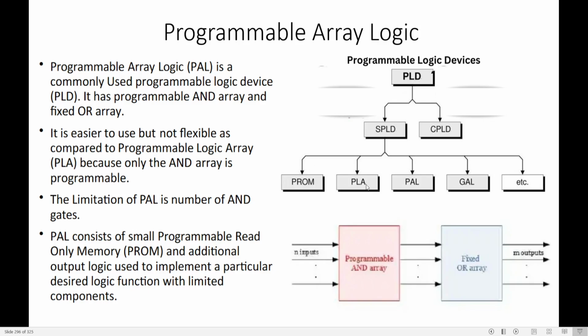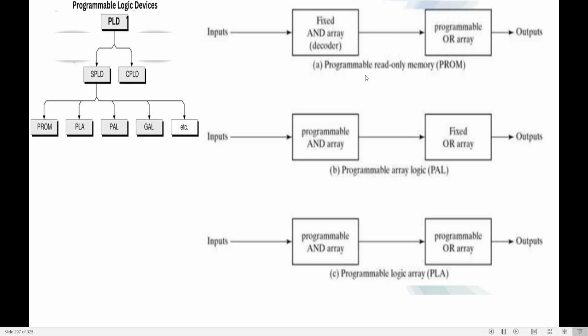Let us understand the difference between the first three, PROM, PLA and PAL. PROM is a circuit where you have fixed AND gates and programmable OR gates. Whereas PAL is a circuit where you have a programmable AND gate and a fixed OR gate. Can you see? It is reversed to PROM. PROM has fixed AND, programmable OR, whereas PAL has programmable AND and fixed OR. PLA is a circuit which has both programmable AND and programmable OR.